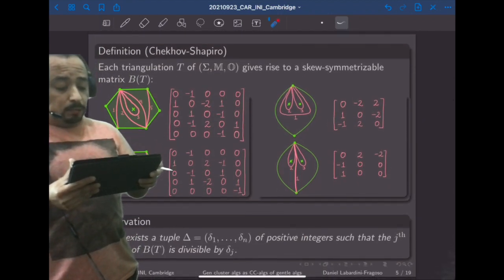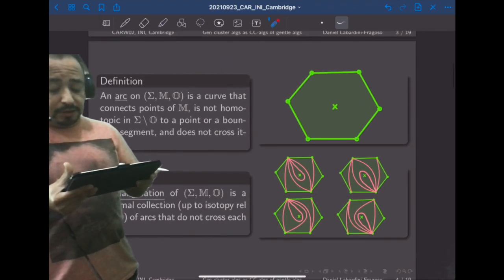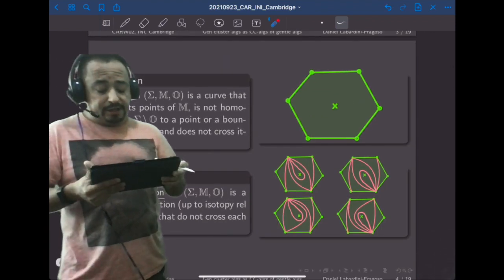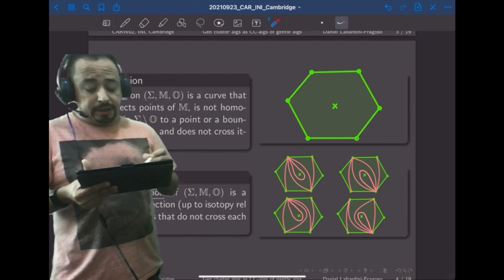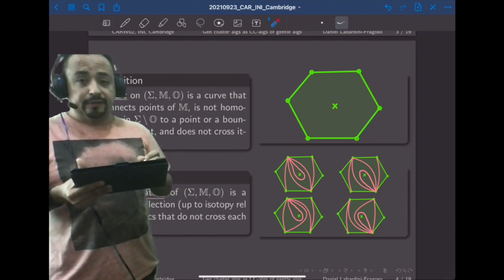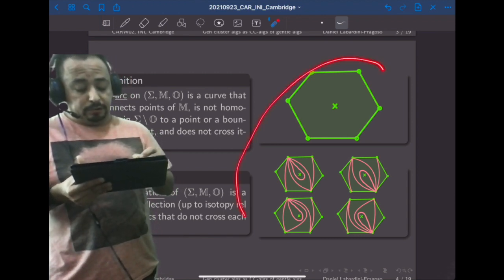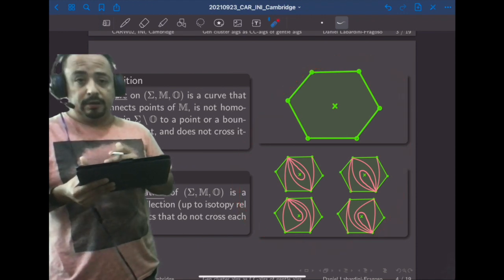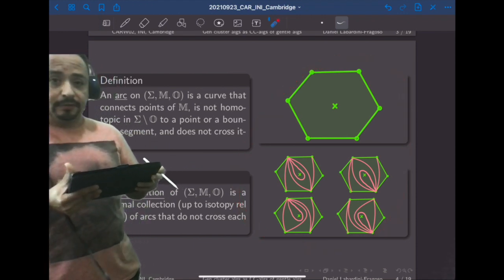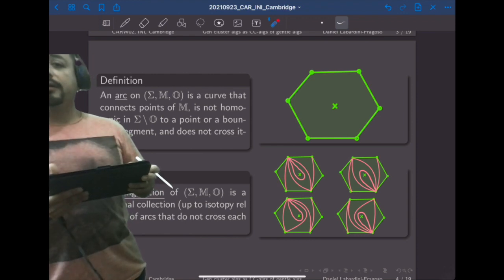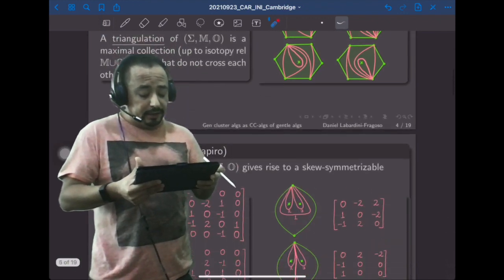And what Chekhov and Shapiro do is they associate some cluster-like algebra to such objects, right? So that they call generalized cluster algebras.